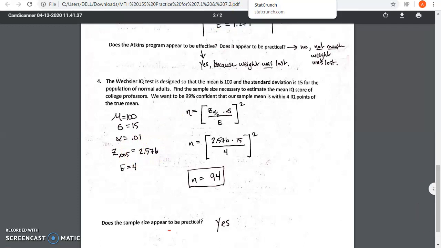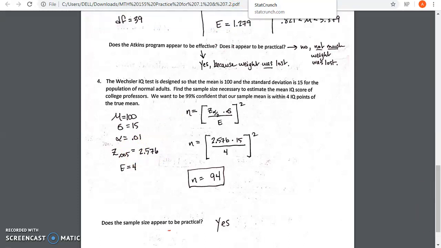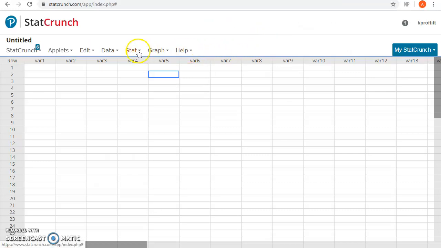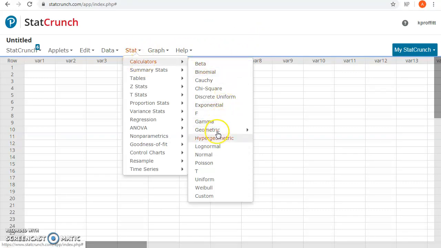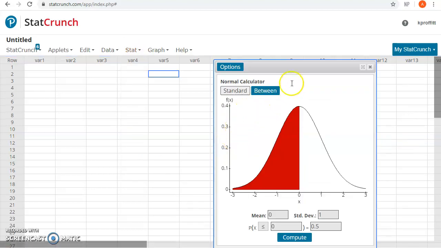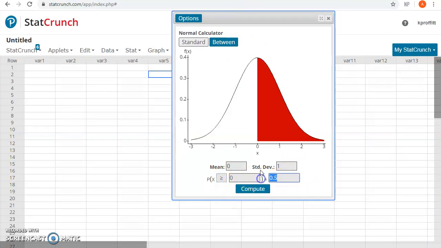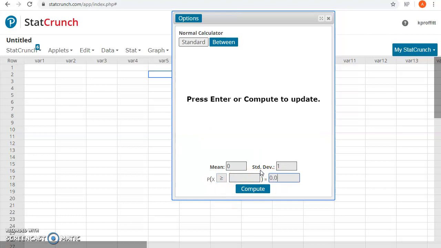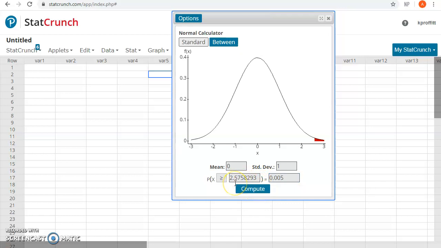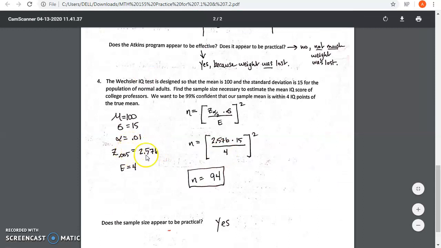I'll show you how to get that. Again, if you've forgotten how to do that, this is a z-score, so we'll go to Stat, Calculators, Normal. It's a standard normal curve, so we're looking for greater than, and I believe it was half of a percent, so 0.005. And that's where the 2.576 cut score came from.